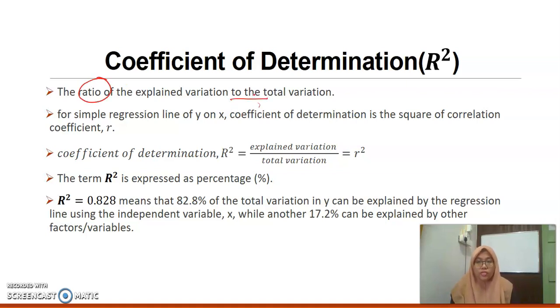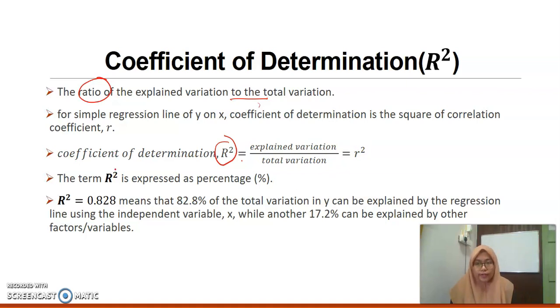Okay, so before this, you learned about the regression line. For a simple regression line of y on x, the coefficient of determination is the square of the correlation coefficient. So the coefficient of determination R square is explained variation over total variation, because it is the ratio of these two, and it is actually the square of the correlation value. So R power of 2.